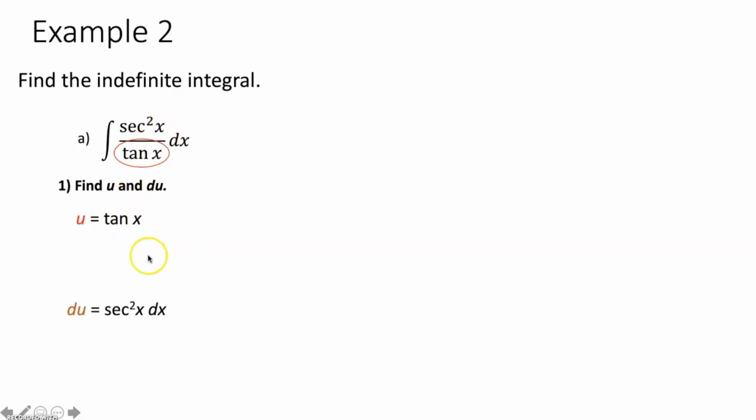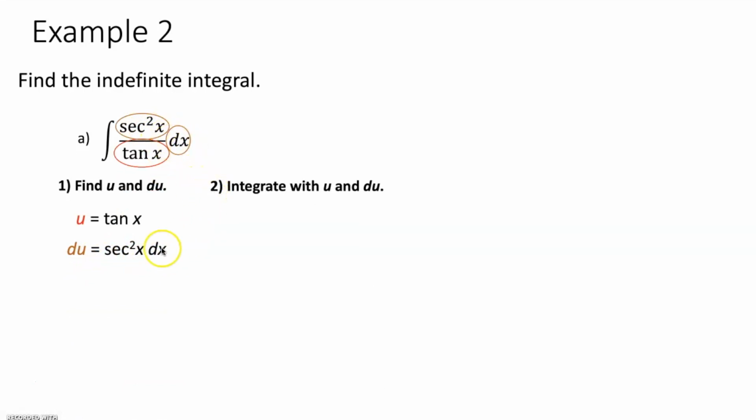Multiply both sides by dx, I get du is equal to secant squared x dx, which takes care of that other function. Now I can rewrite this indefinite integral in terms of u and du. I'm going to substitute u in for tan x. I'm going to substitute du in for secant squared x dx. And I just have the integral of 1 over u du, which is super easy.